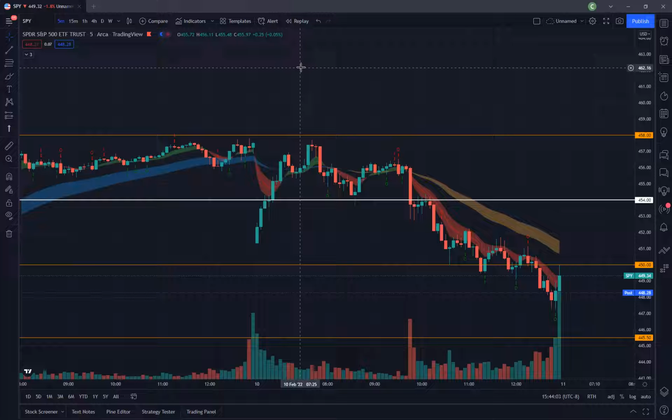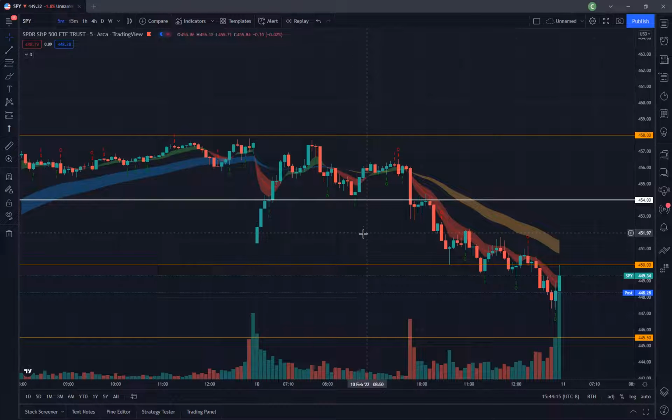Today, I want to emphasize the role that key levels play. I want to show you how we can identify key levels from the past couple of days and how they impact the trading today.